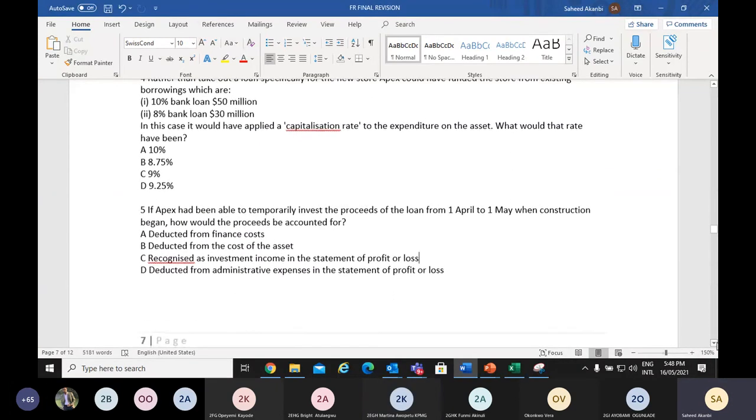Okay, number five. Maybe after number five, let me go to another topic. I'm having less than 15 minutes left. Somebody should read number five. If Apex had been able to temporarily invest the proceeds of the loan from 1st April to 1st May, when construction began, how would the proceeds be accounted for? A, deducted from finance cost. B, deducted from the cost of asset. C, recognized as investment income in the statement of profit or loss. D, deducted from admin expenses in the statement of profit or loss.